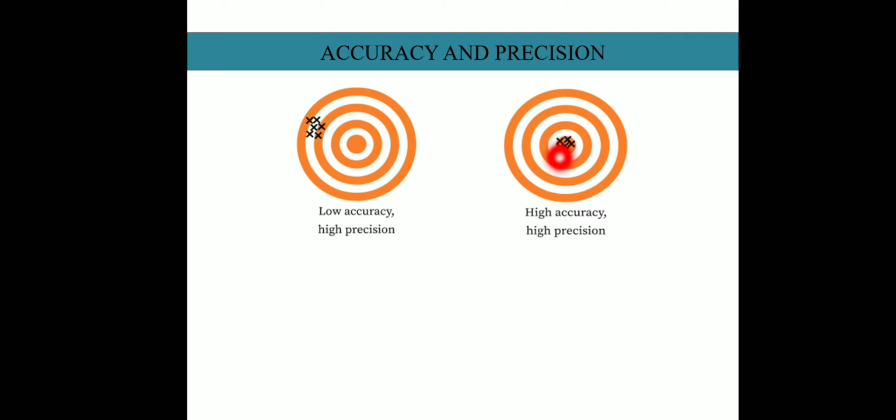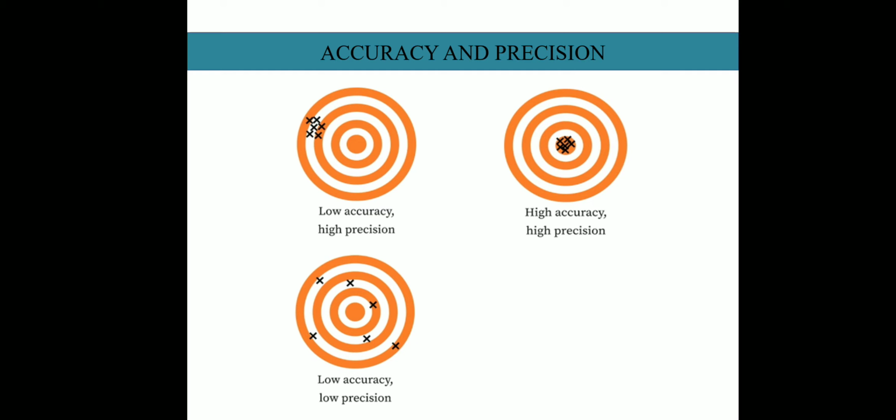Also, because all the arrows are very close to each other, points are near to each other, then we say that he is also highly precise. Here also the archer is very precise, but depending upon where the arrows are hitting, we say the archer is accurate or inaccurate. So here he was less accurate, here it is highly accurate. Here he was precise because all the values are close to each other. Here again also he is very precise.